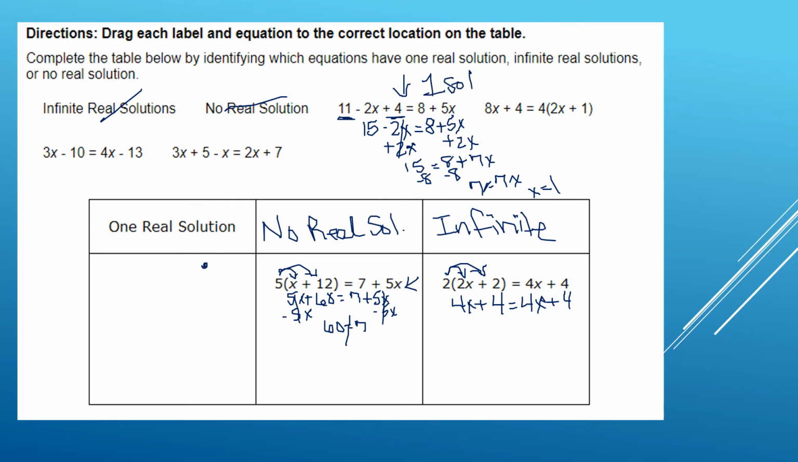Okay, now I'm going to look at the next one. So I'm going to hand out the 4. So 8x plus 4 equals 4 times 2x is 8x, and 4 times 1 is 4. This one has the exact same number on the left as it does on the right, which makes it an infinite number of solutions.